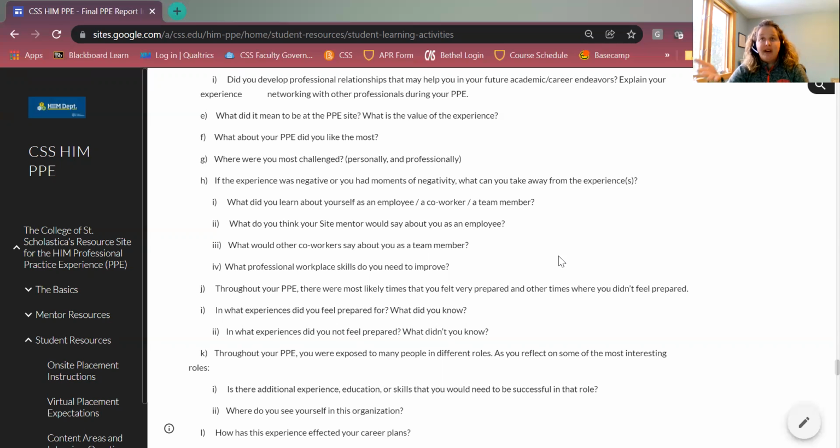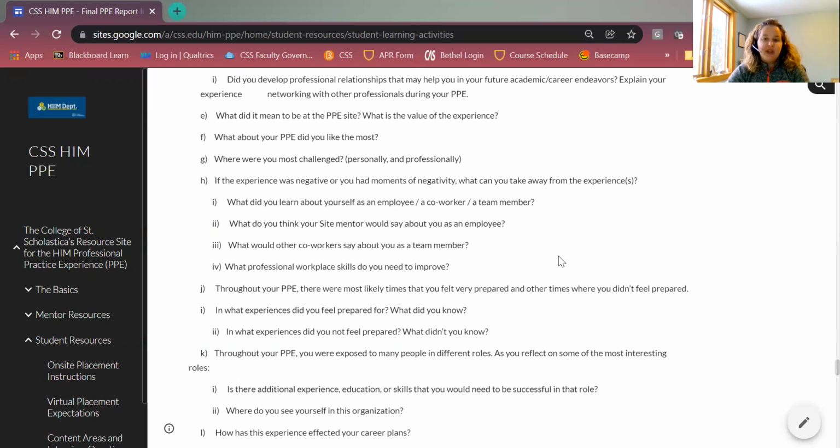And for some of you, that is actually the PPE. Maybe it turned out to be a virtual experience versus an on-site, and you really had your heart set on on-site. In this day of COVID, things change all the time. So how did you handle that, right? How did you reframe the situation and make it a positive experience, okay?